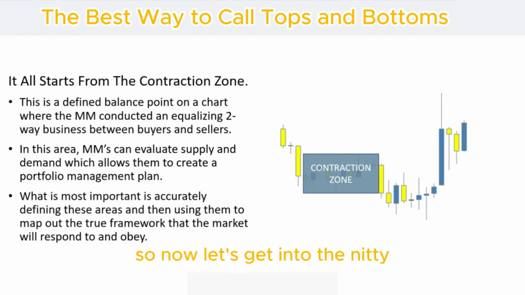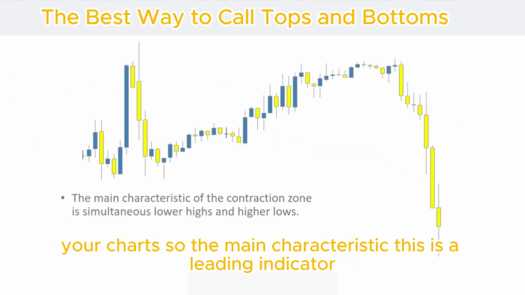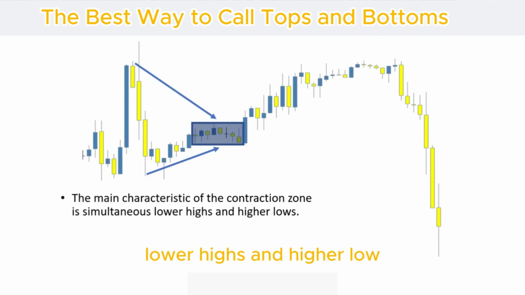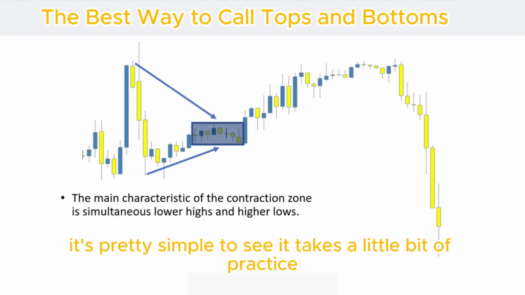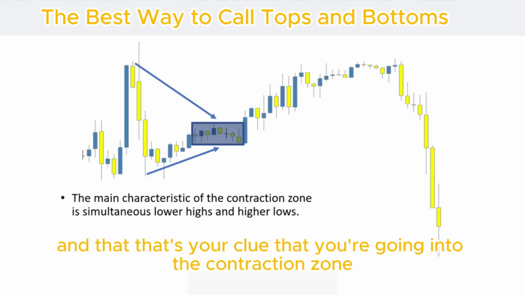Okay, so now let's get into the nitty-gritty of how to actually define these contraction zones on your charts. So the main characteristic, this is a leading indicator, the main characteristic of the contraction zone is simultaneous lower highs and higher lows. So literally a tightening or contracting of price. It's pretty simple to see. It takes a little bit of practice, but once you start looking for it, you'll see the price constricting. And that's your clue that you're going into the contraction zone.